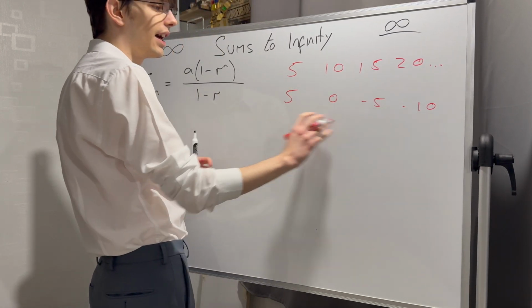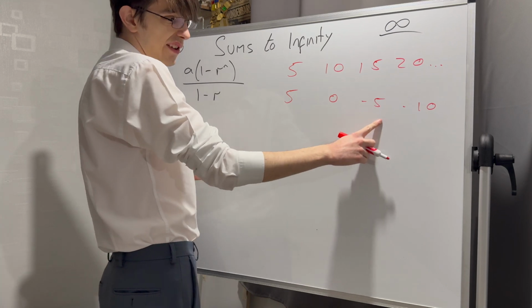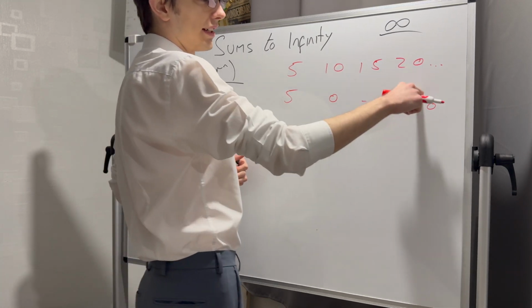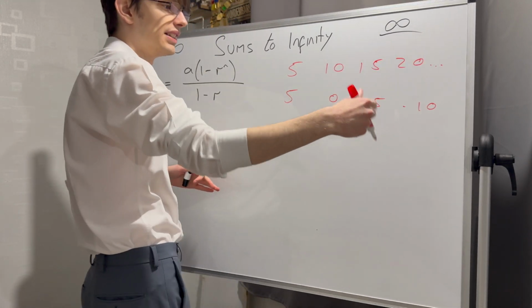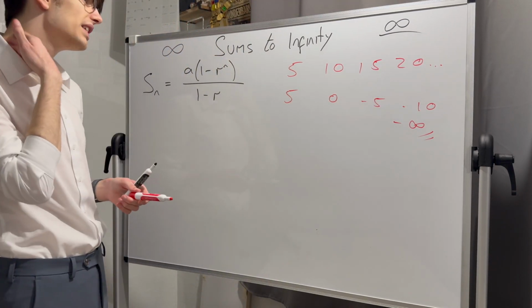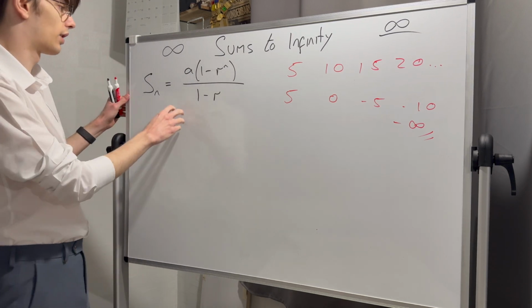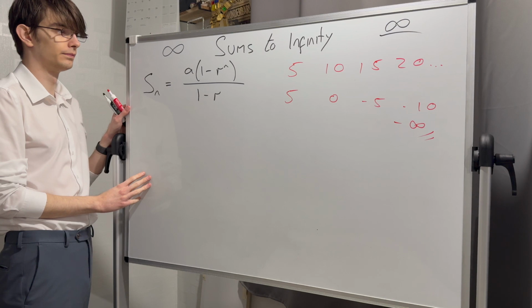Even here, where I'm minusing: 5 plus 0 is 5, minus 5 is 0, but then I start doing minus 10, minus 15, minus 20, I'll end up at minus infinity, more or less. So we never want to be thinking about an arithmetic sequence here. So let's concentrate on our geometric.